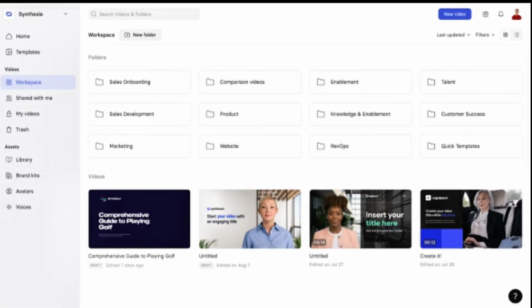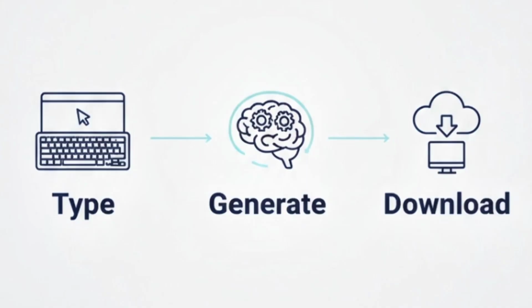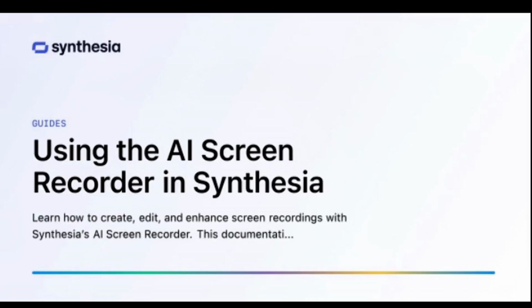Synthesia is a text-to-video platform that lets you create videos just by typing your script. It uses AI avatars and realistic voiceovers, perfect for YouTube, tutorials, business presentations, or social media content. No need for cameras, actors, or expensive editing software. Just type, generate, and download. All right, let's jump in.